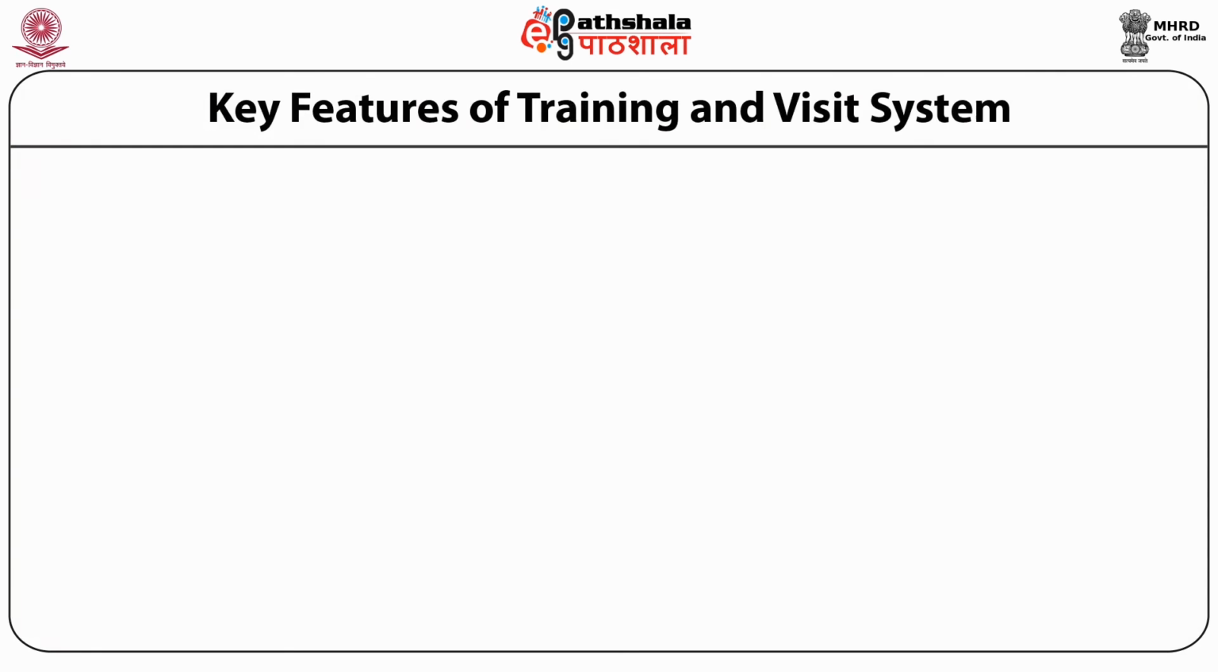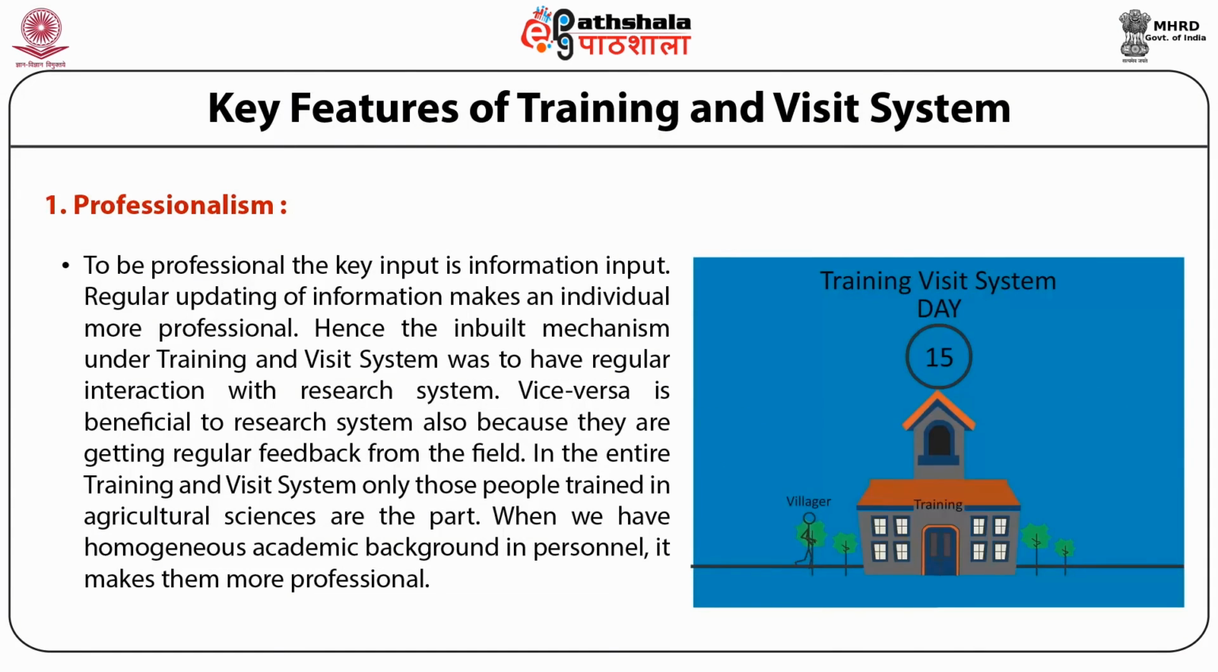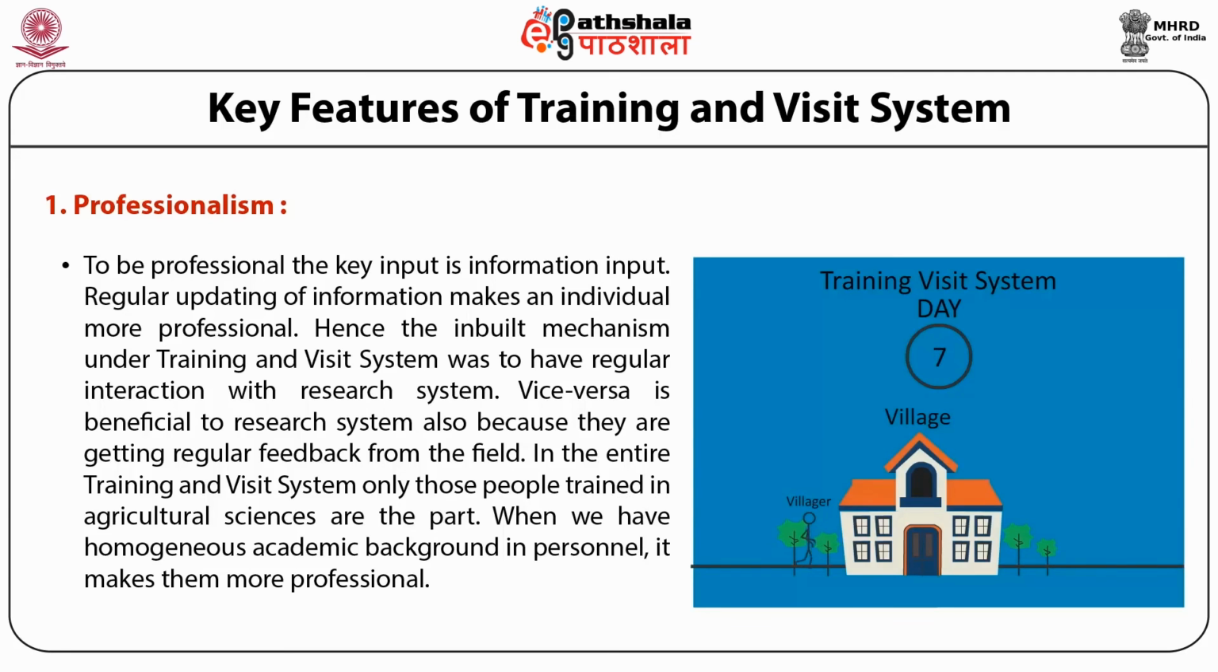Benor and Baxter, 1984, identified elements like professionalism, single line of command, concentration of efforts, time-bound work, field and farmer orientation, regular and continuous training, and linkage with research as key features of the training and visit system. Now, we will understand these key features one by one. To begin with, the first key feature is professionalism. To be professional, the key input is information. Regular updating of information makes an individual more professional.